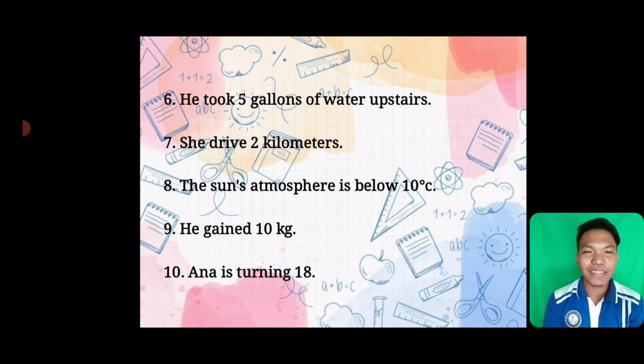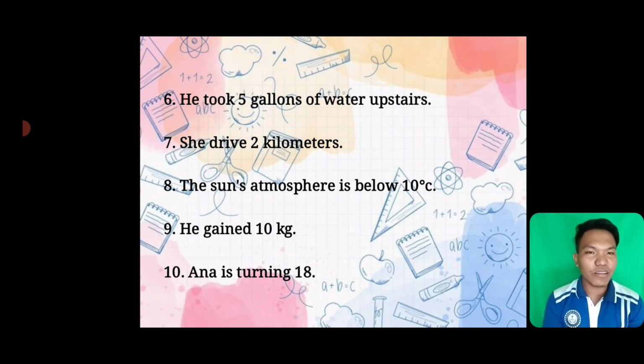Number 8, the sun's atmosphere is below 10 degrees Celsius. It is negative 10 because we saw the keyword below. Number 9, he gained 10 kilograms. It is positive because he gained, the word gain. Okay, very good. Now, for the last number, Anna is turning 18.